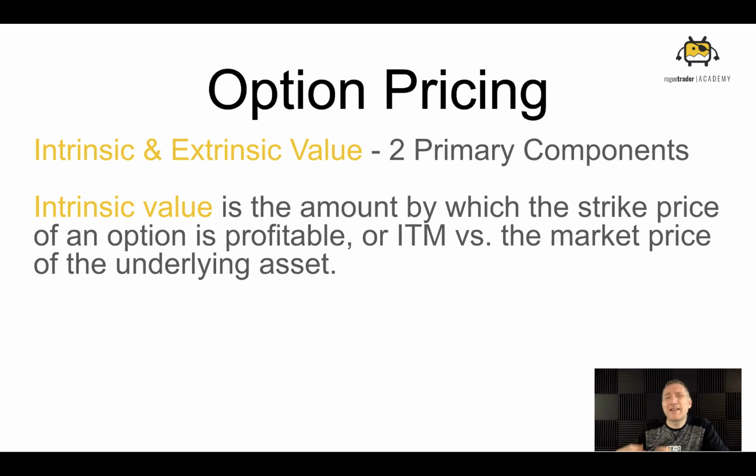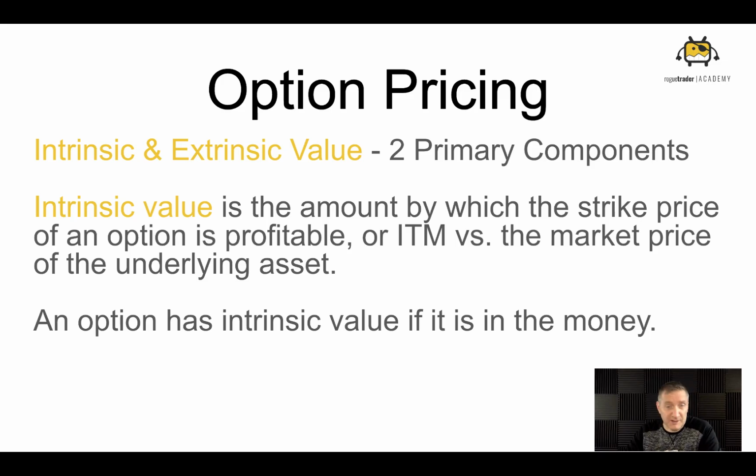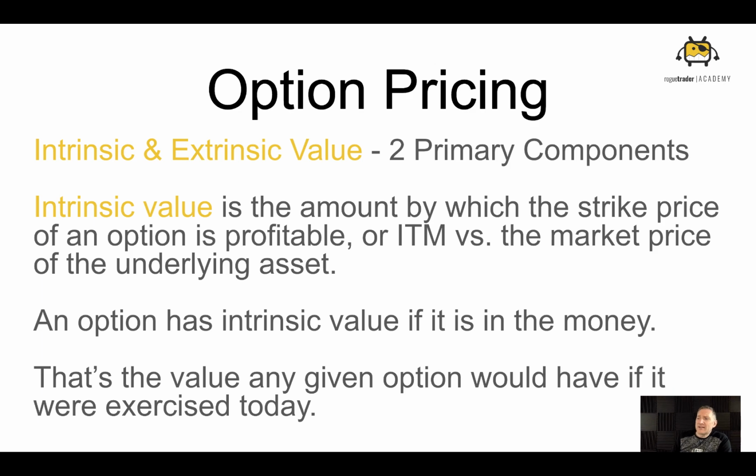Now, intrinsic value is the amount by which the strike price of an option is profitable, or how much it's in the money versus the market price of the underlying asset. So if you bought something at $100, and it's up to $110, it's in the money by $10. Well, it has intrinsic value of $10. I'll show you a little graph in a second so you'll see it visually. But that's all intrinsic value is. An option has intrinsic value, of course, if it's in the money, because it's in the money. And that's the value any given option would have if it was exercised today. That's the minimum value right there, if it was exercised today.